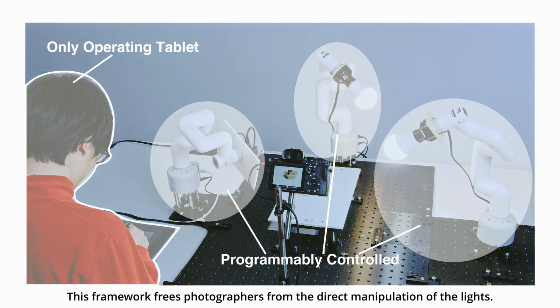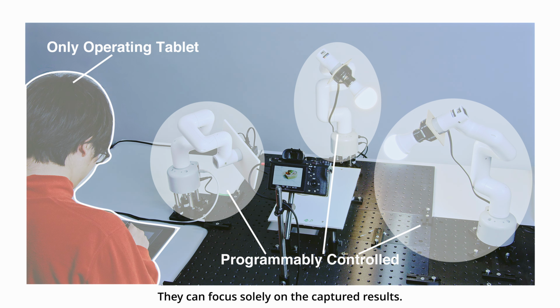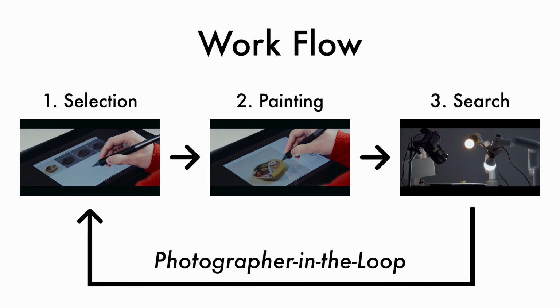This framework frees photographers from the direct manipulation of the lights. They can focus solely on the captured results. Our framework consists of three steps: preference-based selection, rough painting, and search for the next options.